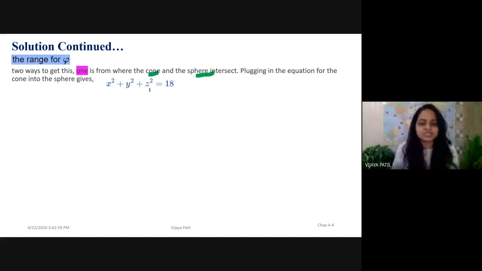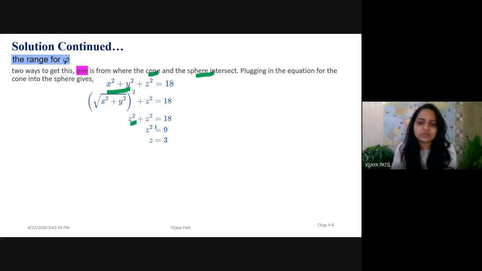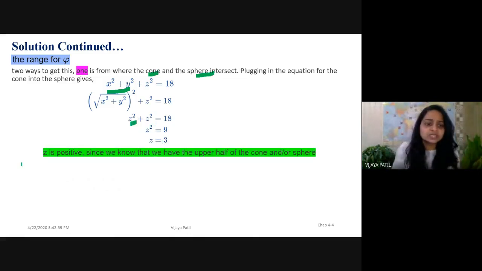x square plus y square plus z square is 18. Combining x square plus y square, we replace it with z square. So z square plus z square gives z equals 3. Now z is positive. Why? Because it's the upper half of the cone and the sphere, and the region we have found lies in the first octant. Therefore my z will be positive; there is no chance of z being negative.